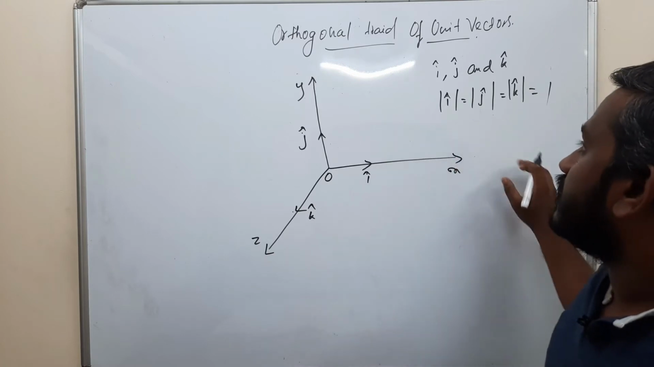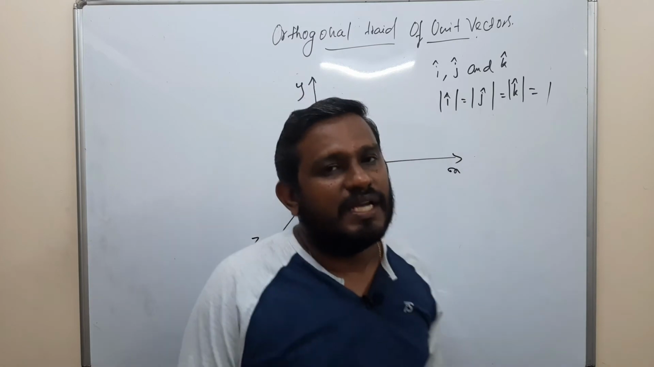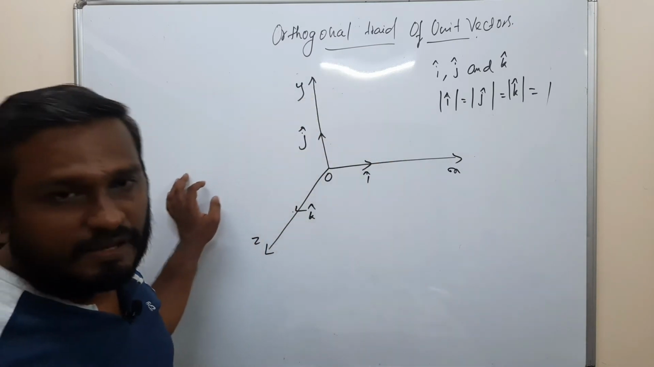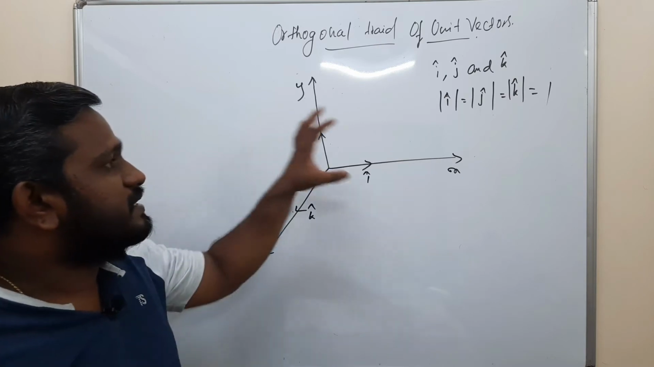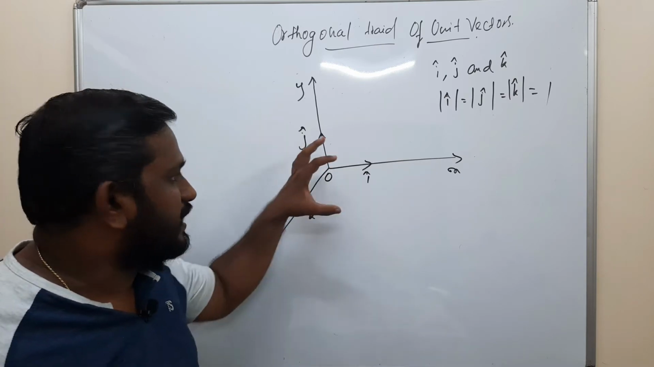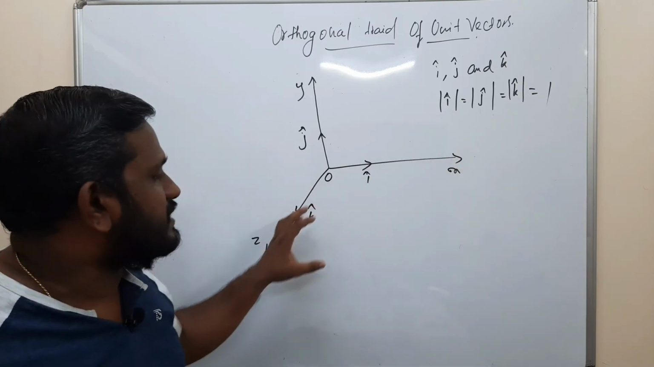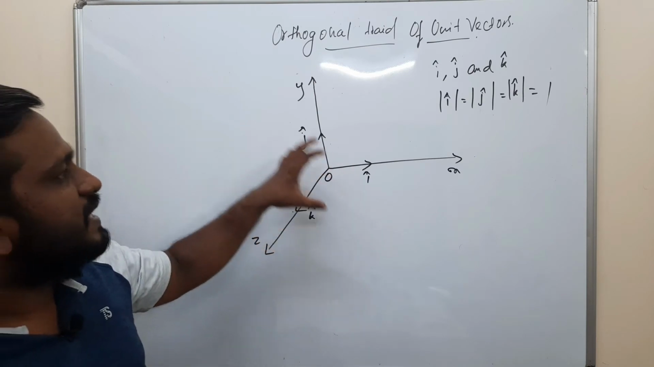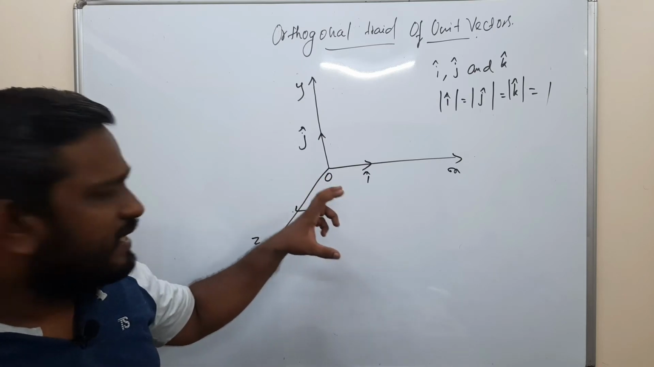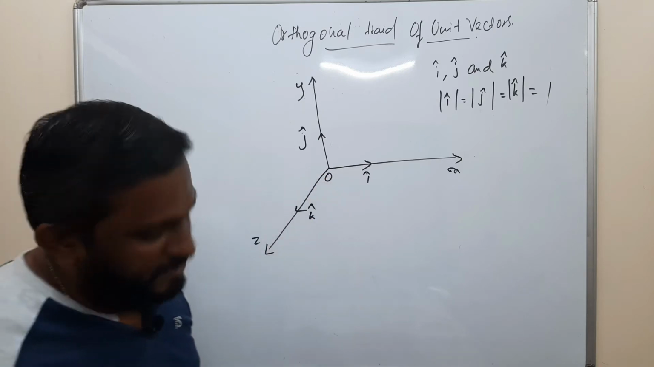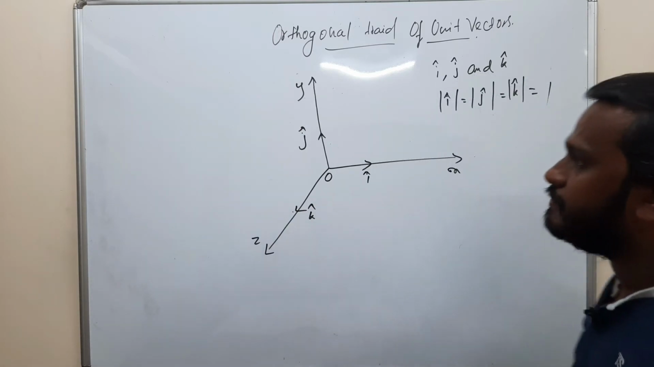These three unit vectors, i vector, j vector and k vector, are collectively known as orthogonal triad of unit vectors. So the orthogonal triad of unit vectors is nothing but these three unit vectors of magnitude 1, which are used to represent the direction of the x axis, y axis and z axis respectively in the right-handed Cartesian coordinate system.